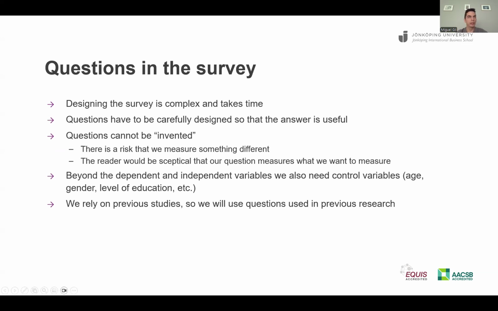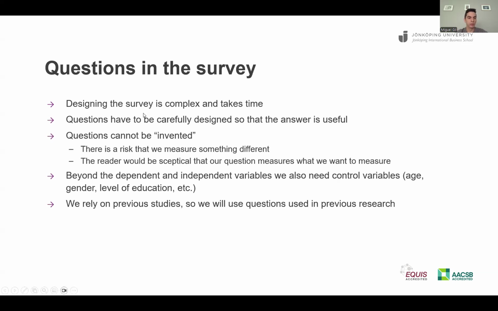So the next question is what questions are we going to put in the survey? Because designing the survey is complex and it takes time. Now it's going to be easy because I made most of the homework, as I already said, so you won't have to worry about many things. When you do your thesis, probably you will have to do this and maybe your supervisor will help too.